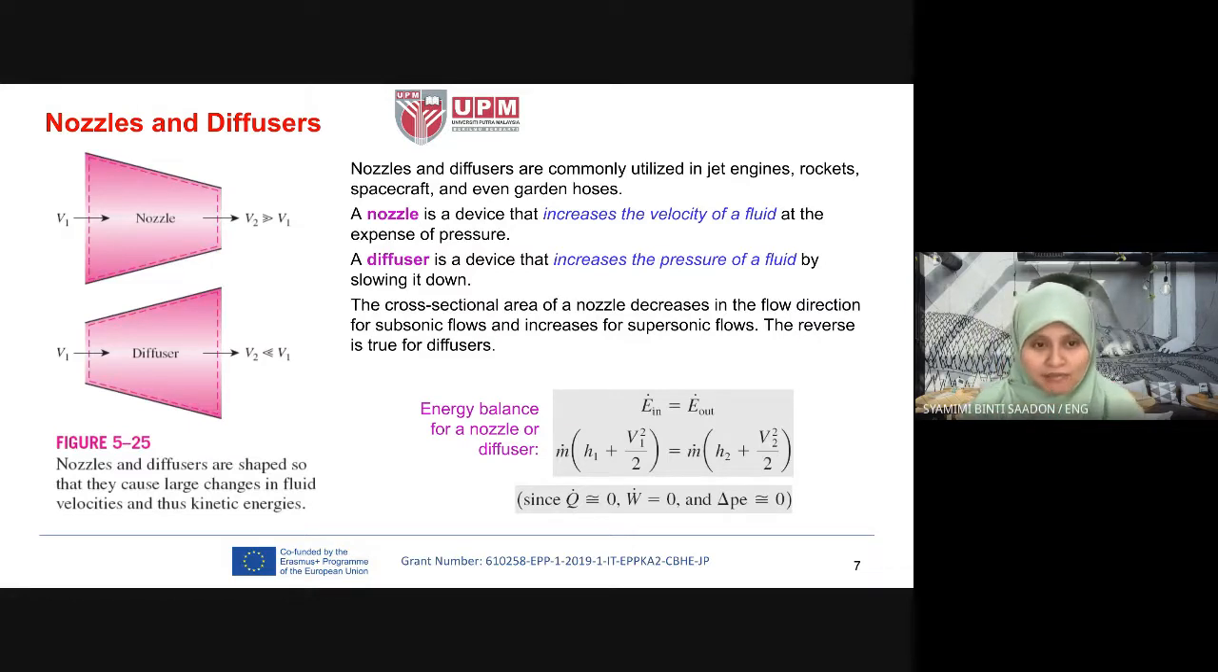Of course, since the function of the nozzle is to increase the velocity to a high speed flow, the kinetic energy must not be neglected. So we have to include this kinetic energy because that is the most important part, the function of the nozzle. You want to increase velocity, so kinetic energy cannot be ignored. Usually this kinetic energy is big compared to the others, potential and heat transfer. So that's why we neglect the potential and heat transfer. Okay, so this is the energy balance for nozzle and diffuser. Please remember, enthalpy plus kinetic energy.